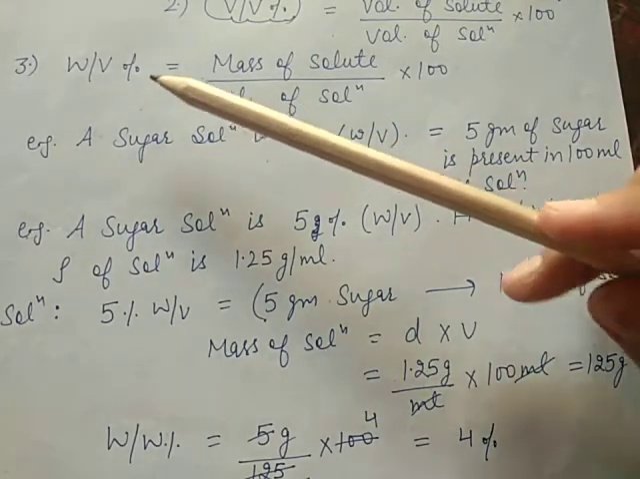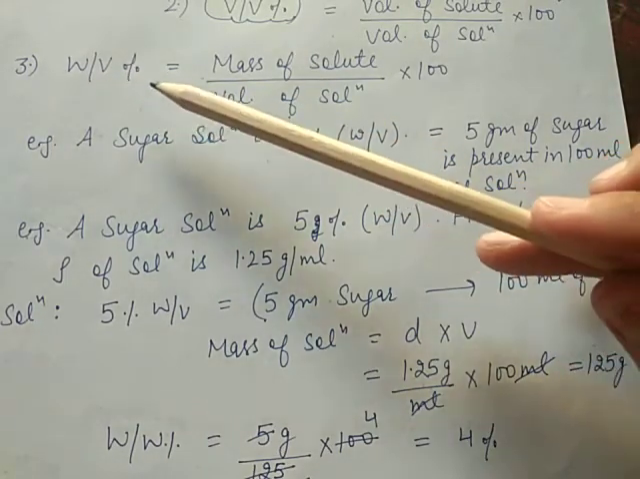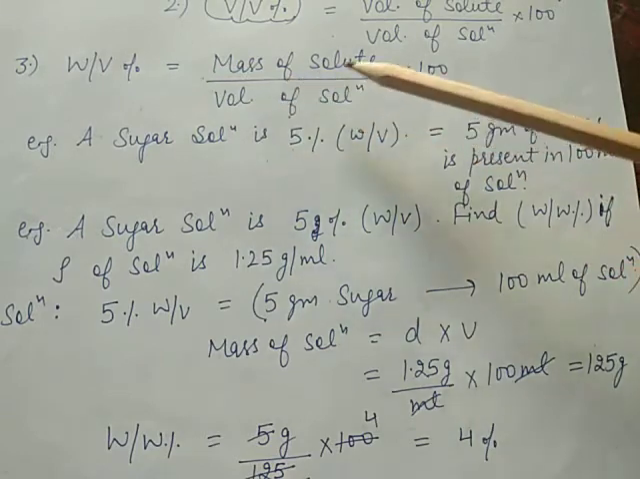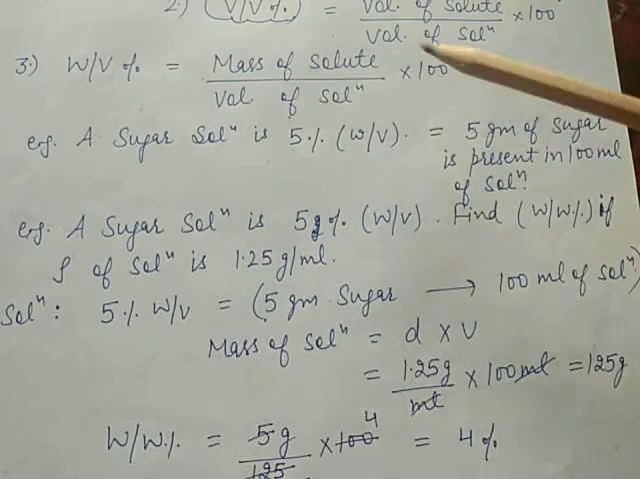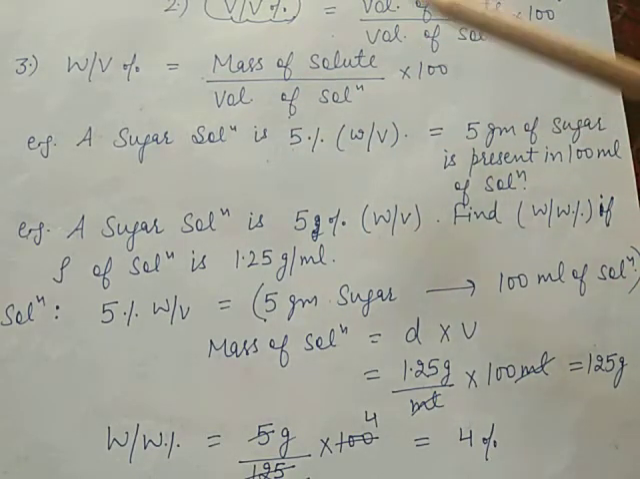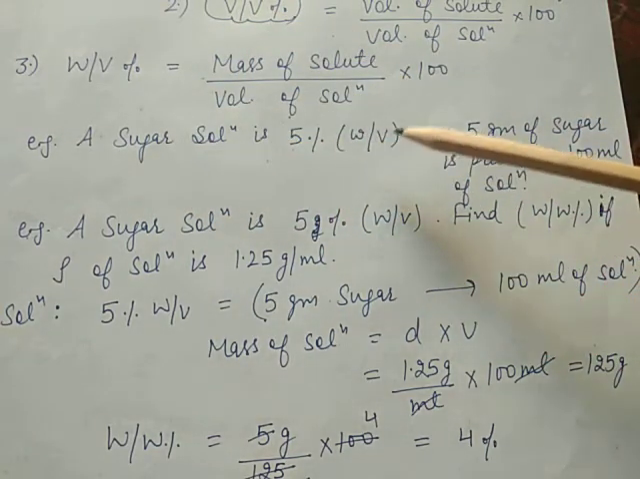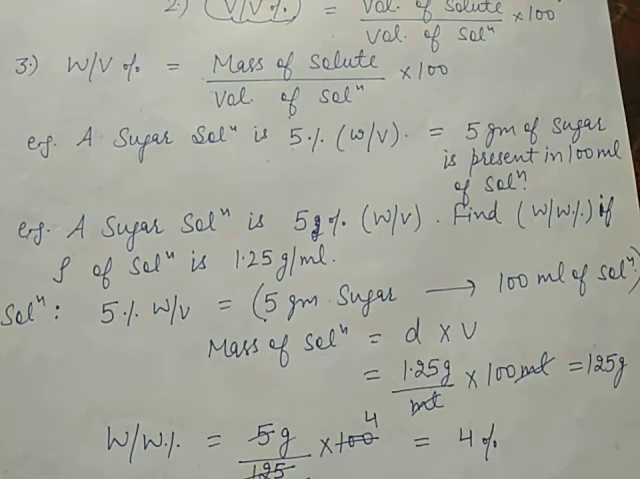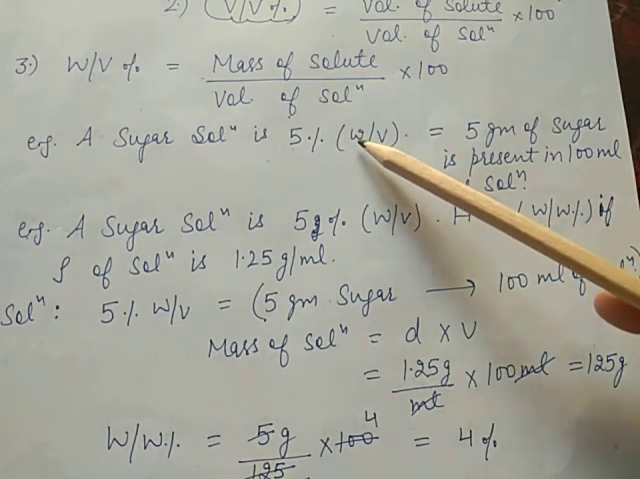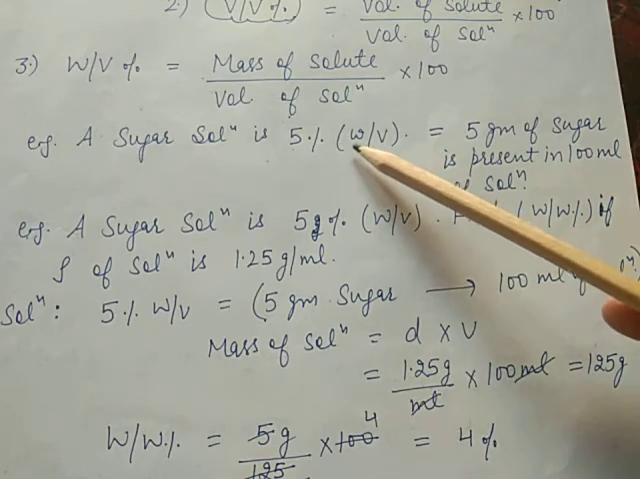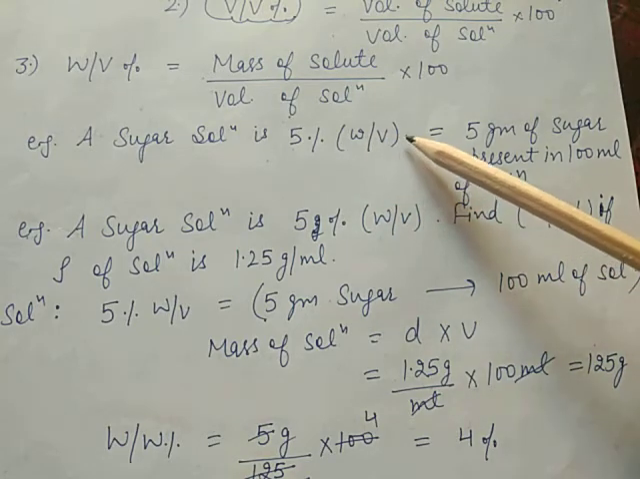Now the third type is mass by volume percentage. It means the mass of solute divided by volume of solution multiply 100. Means our sugar solution has 5% mass by volume. It means 5 gram of sugar is present in 100 ml of solution. Because this mass by volume, it means this is 5 gram and that is 100 ml.